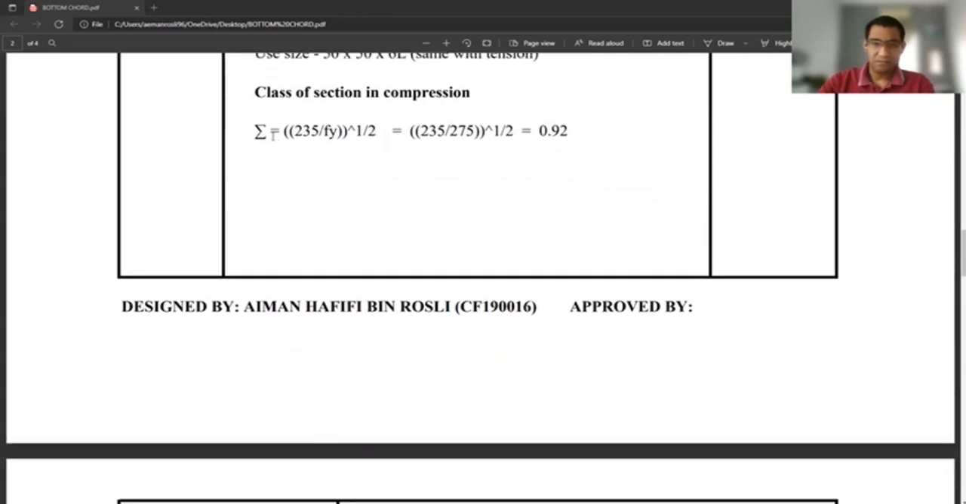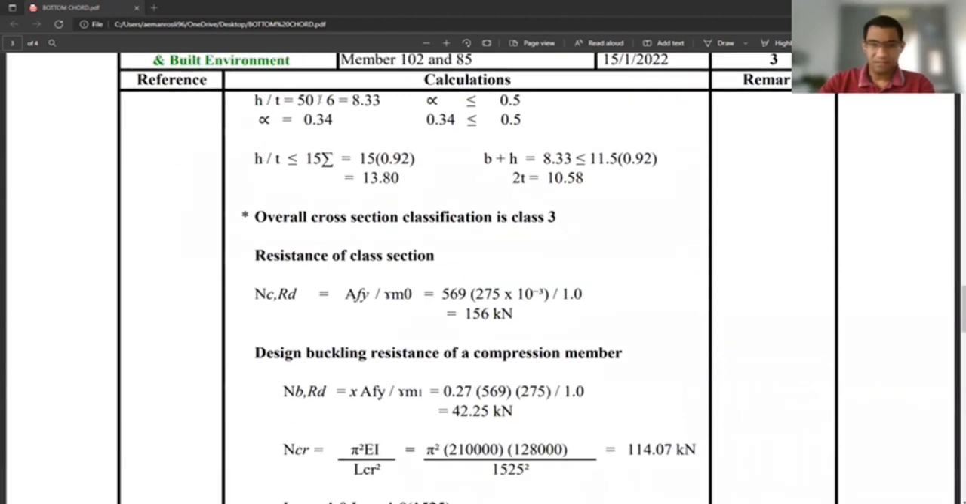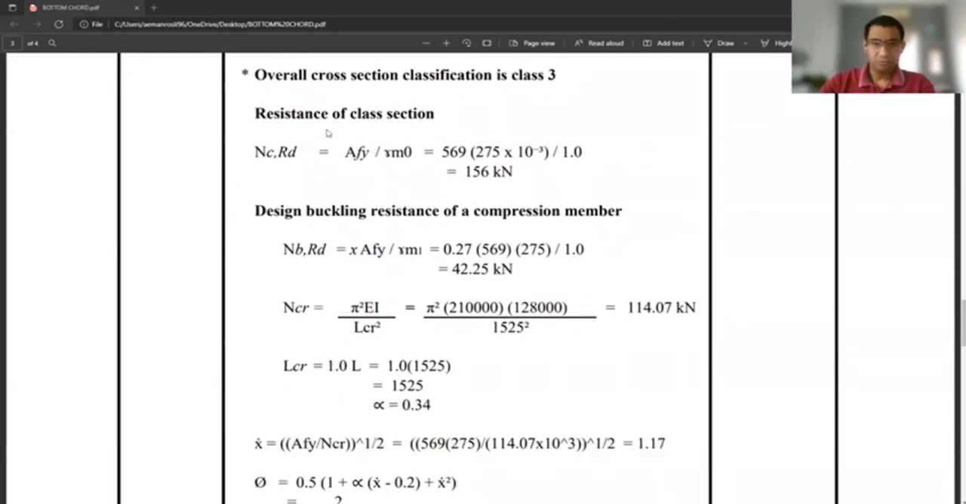So we find the value of epsilon. The value of epsilon is 0.92, and then we find the value of H divided by T. We get H divided by T is lower than 50 times epsilon, and also B plus H is lower than 11.5 multiplied by epsilon. So we can say the overall cross-section classification is class 3. So we go to the resistance of the section, NCRD. The value of NCRD is 156 kilonewton.